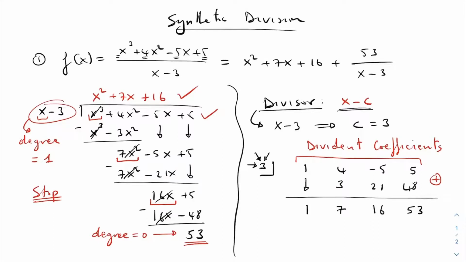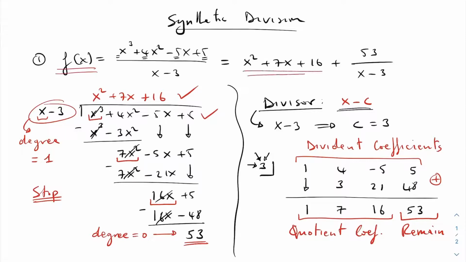Once you're done with that, you should know that the remainder for this division is going to be this last number right here. And the rest of these numbers are going to be the coefficients of the quotient. Since you have 3 coefficients for the quotient, that's going to be a polynomial that has 3 terms, also known as a quadratic function. And so you're going to have f of x equals x squared plus 7x plus 16 plus 53, which is the remainder, divided by x minus 3. And that will be it.